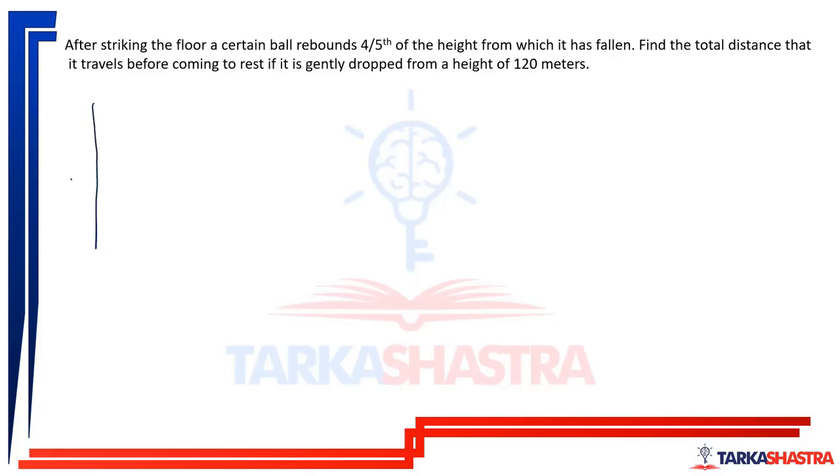So if it is gently dropped from a height of 120 meters, this distance we'll have to calculate, and then it goes up 4/5 of 120. This distance also will have to count. Then again it comes down 4/5 of 120, because as much as it went up, it will come down. So this is 4/5 of 120.